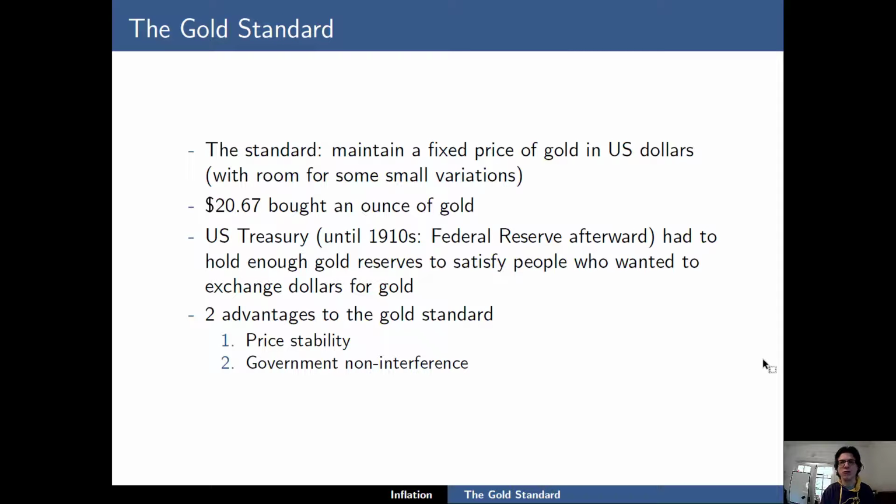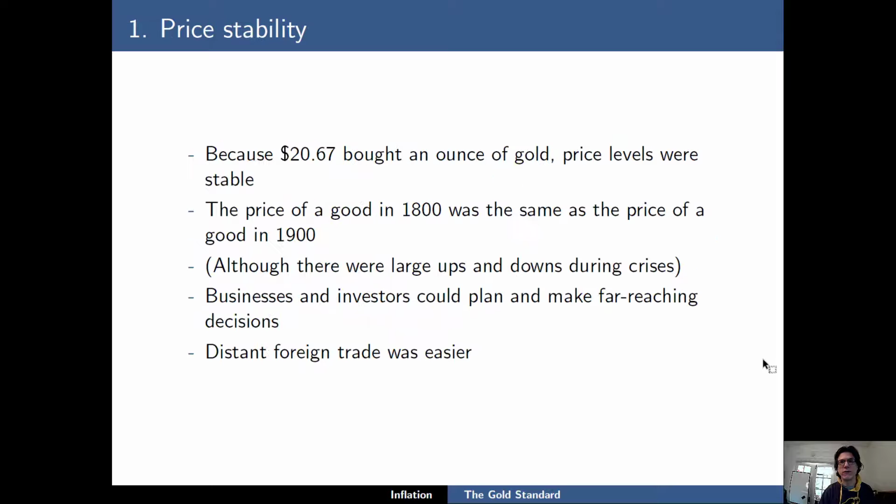And so this made sure that the U.S. currency had two advantages. The first is price stability, and the second is government non-interference. Price stability was remarkable under the gold standard. The price of a good in 1800 was the same as the price of a good in 1900. Now, there were ups and downs in the meantime due to the Civil War and other reasons, but for the most part, prices were stable, and this allowed businesses and investors to plan and also made distant trade much easier. So even if it took months for goods to get from another country to the U.S., because the money was on a gold standard, it became much easier to trade over long distances and over long periods of time.